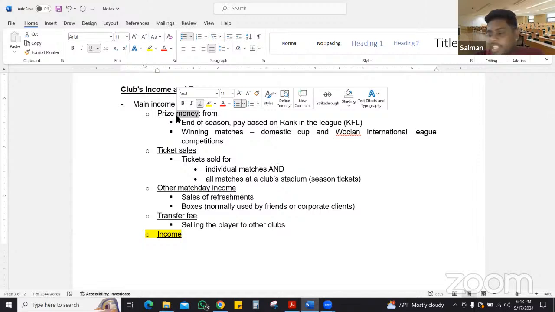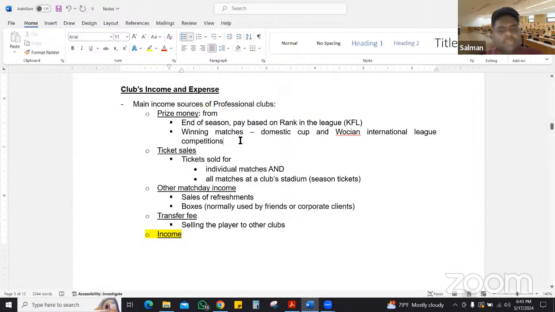Just like in cricket, at the end of each match you get the man of the match, and sometimes they get a team prize, right? Similarly here, the team gets the prize. The winning team gets the prize at the end of each match, whether it's a local or international competition.